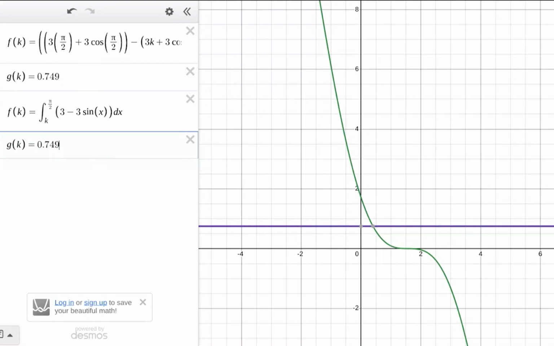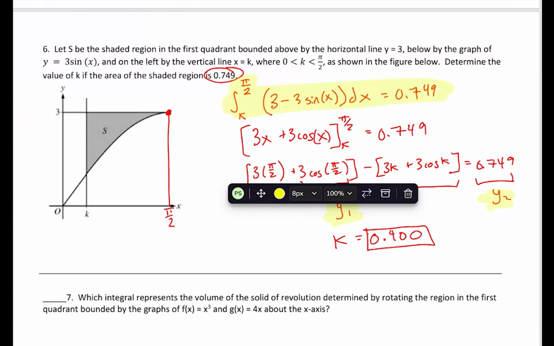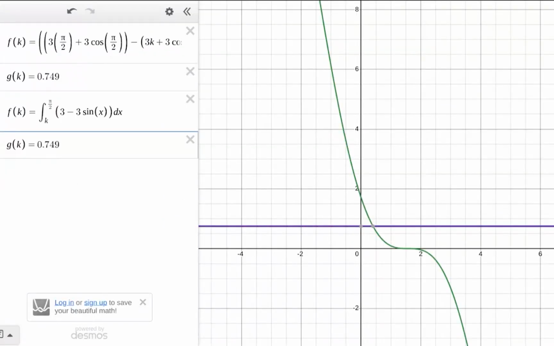Okay, so guys, you can actually do this problem without even finding any antiderivatives at all. You just have to define your function in terms of the thing that you're actually looking for, which is this k. That is such a time saver. Let me double check there. I'm pretty sure we're still getting 0.400.